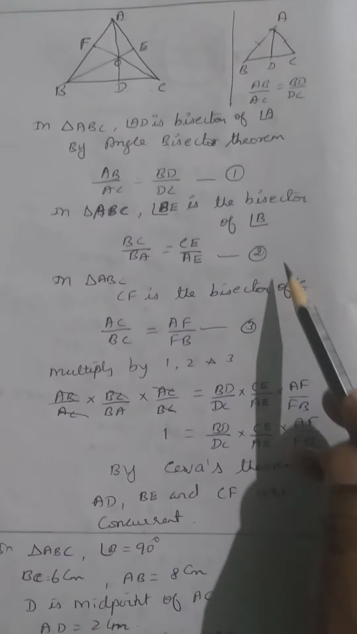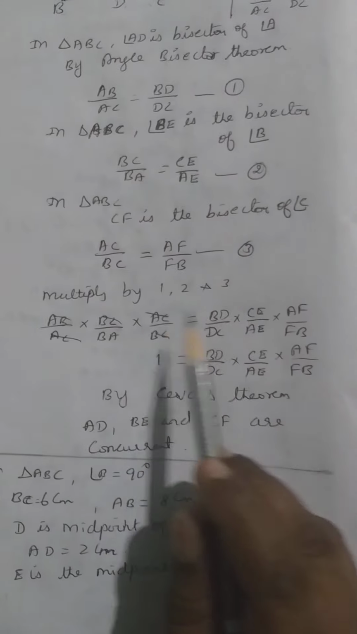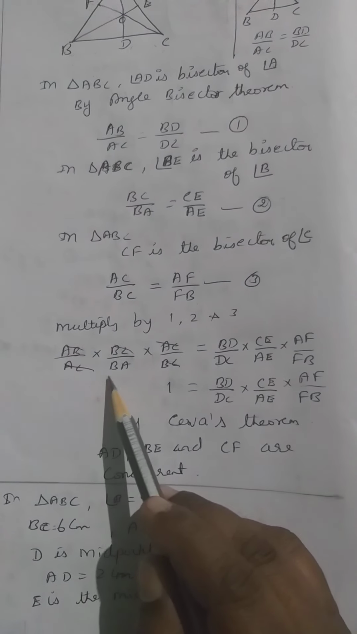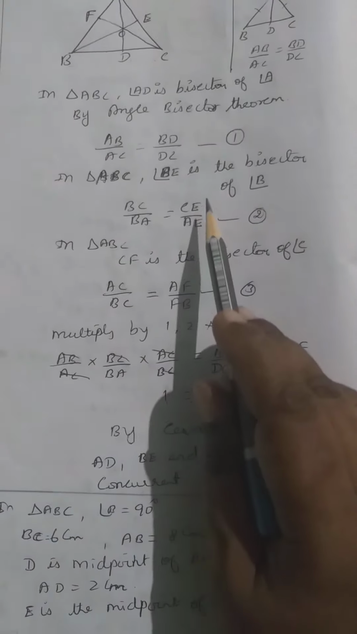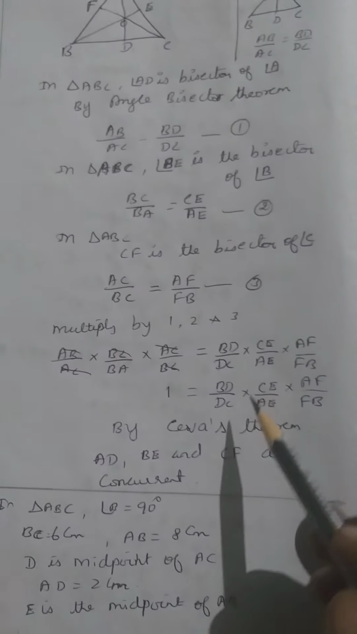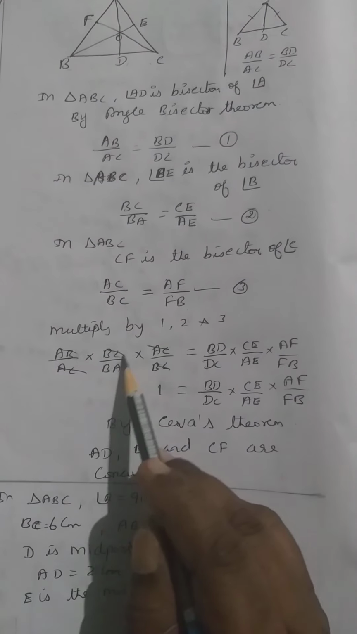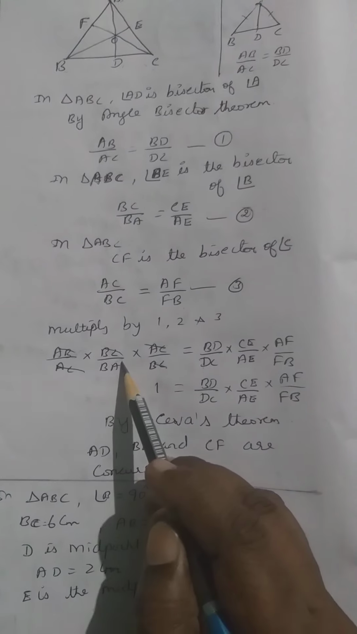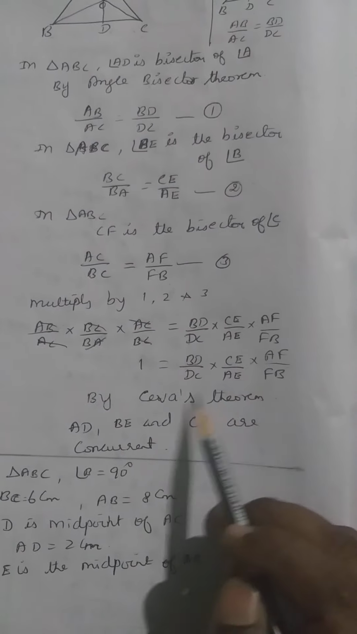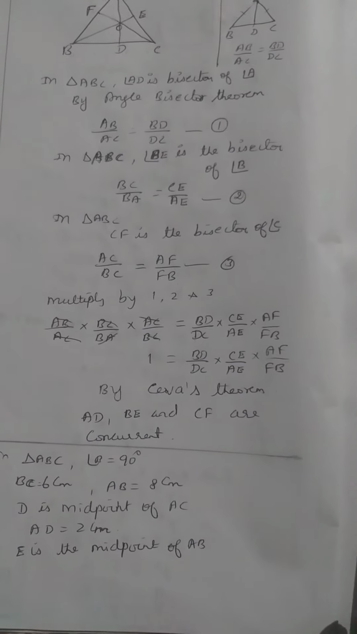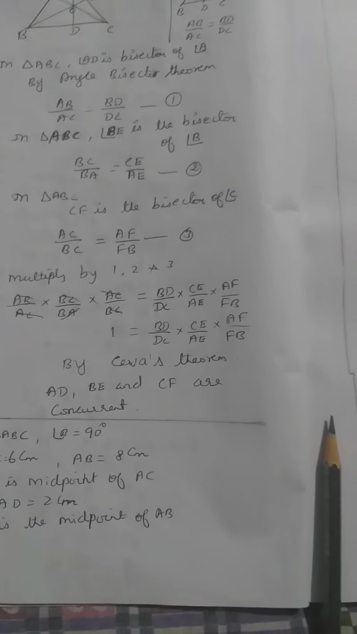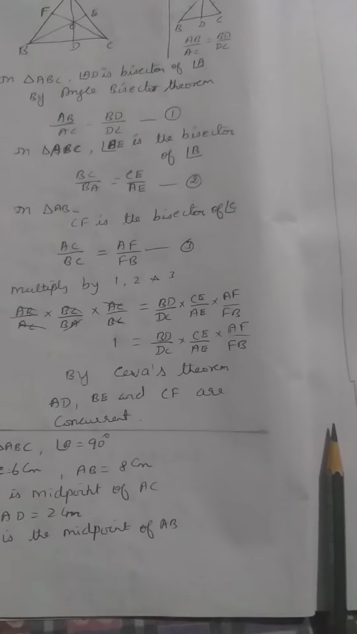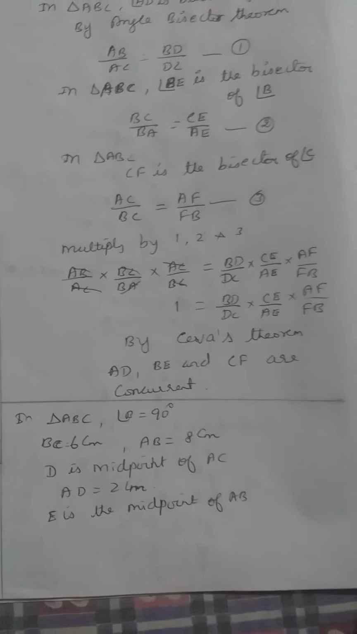Take all the equations and multiply them. When you multiply the left-hand sides and the right-hand sides, everything gets cancelled and you get the answer 1. Hence by Ceva's theorem, AD, BE and CF are concurrent. They all lie at the same point, therefore it is called concurrent. Very easy.